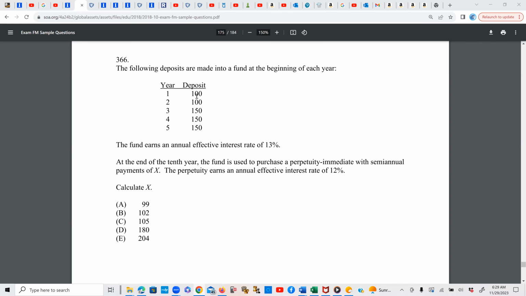So the deposits are not level deposits. They have different amounts. And we use their values at the end of the 10th year to purchase the perpetuity immediate. So what we can do is find the accumulated value of these deposits, we can just individually push every value to time 10. So we can tabulate these deposits.